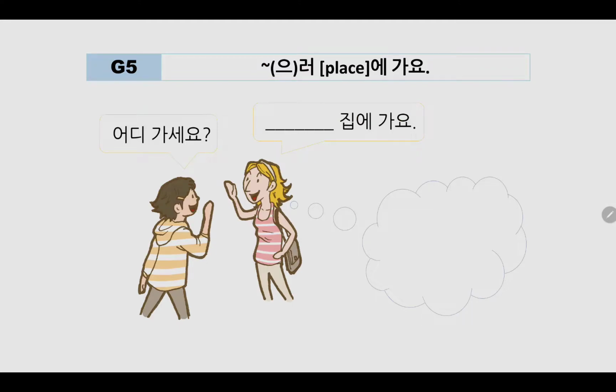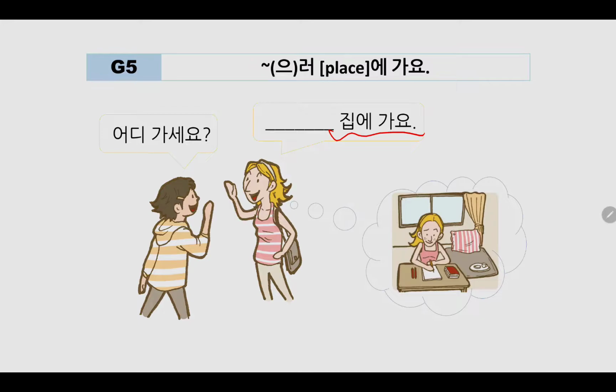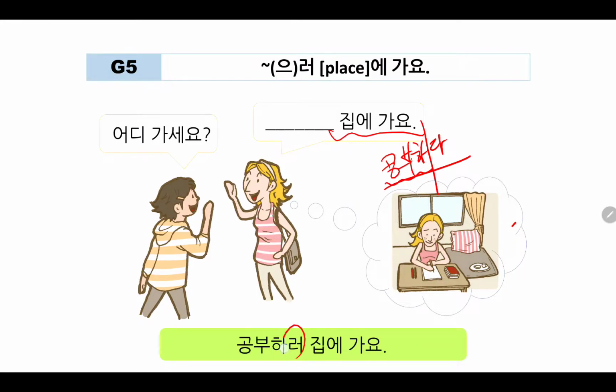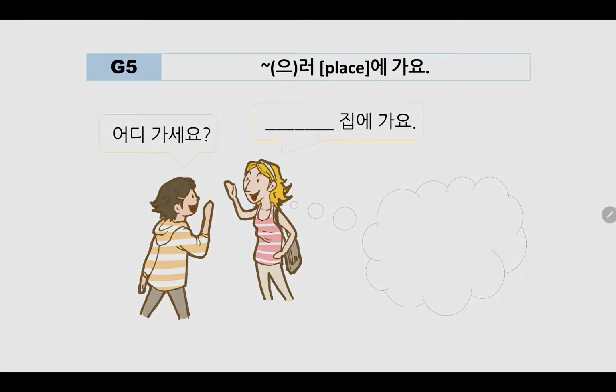So let's practice with some conversations. 어디 가세요? And you're thinking you're going home because you want to study. Okay, then you would say, so to study is 공부하다, right? Divided into stem and ending. So since this stem ends with a vowel, you would have to put 러 to express in order to. Okay, so 공부하러 집에 가요 means I go home in order to study.